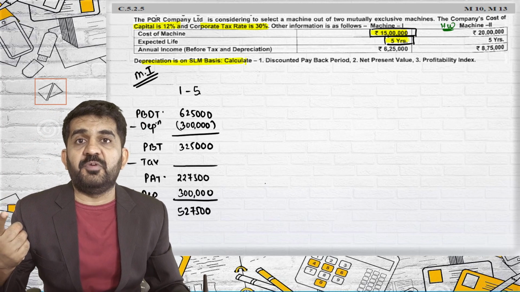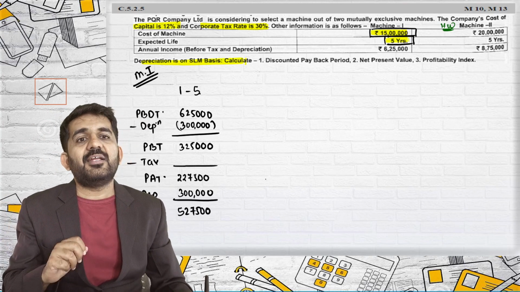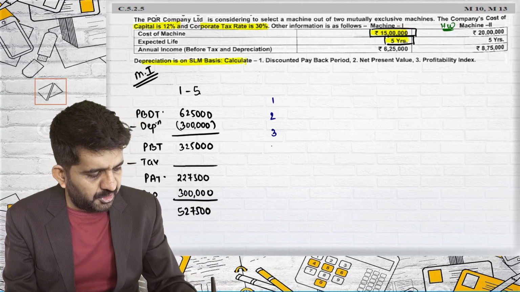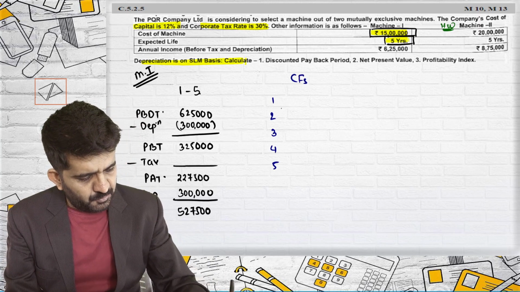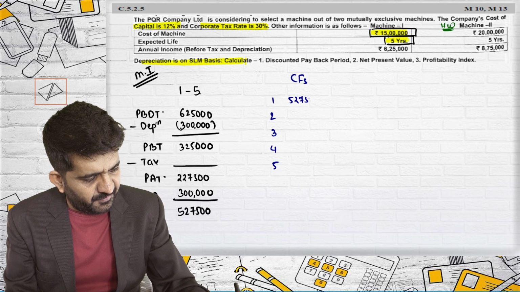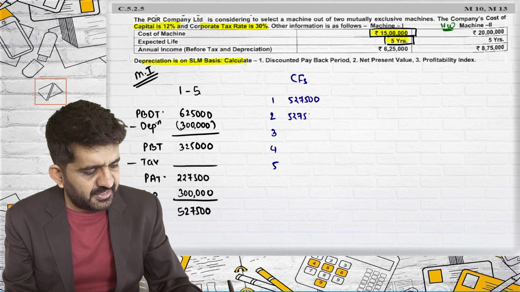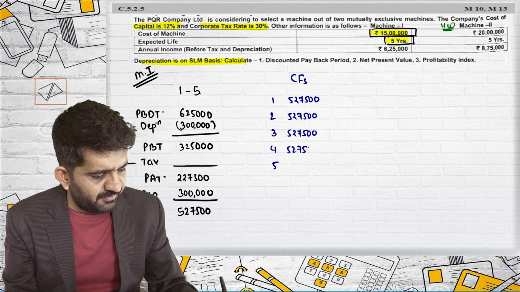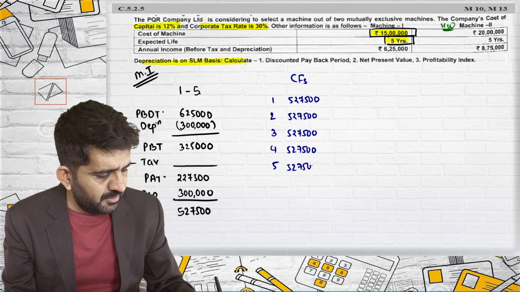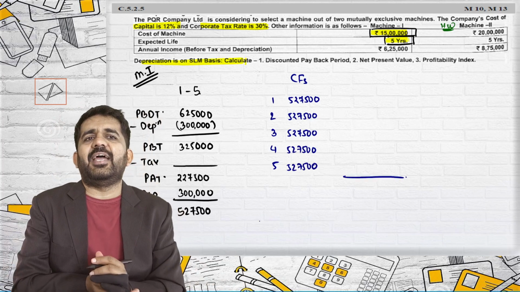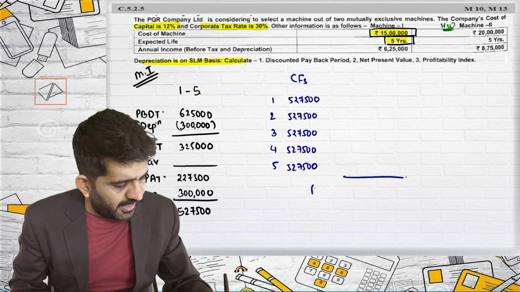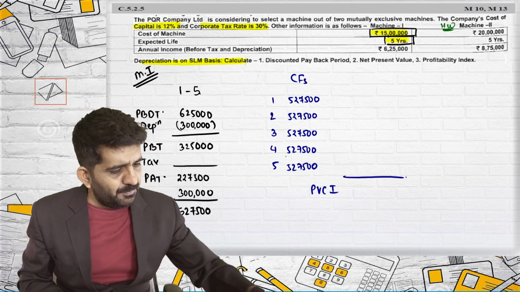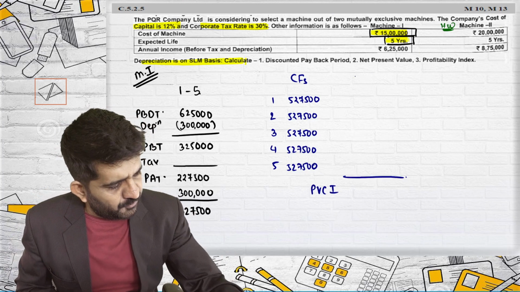This will be cash flow for which year? 1 to 5 years. Sir, I can easily find out total present value. Agreed. But I will have to do this. 1, 2, 3, 4, 5. What is cash flow for first year? 527,500. Second year 527,500. Third year 527,500. Fourth year 527,500 and fifth year 527,500. Sir, it is not required. I can easily find out present value of cash inflow without writing this 5 figures. I absolutely agree. It is very simple. Present value at the rate of 12%.